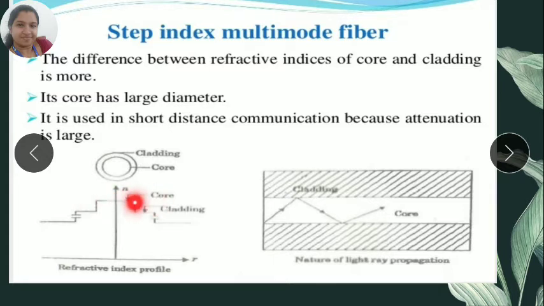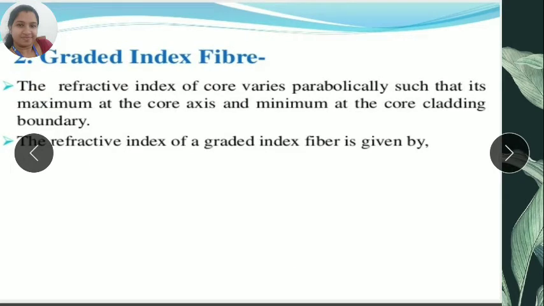This is a straight line, so refractive index of core is uniform. Then this has the maximum value. Then this second line represents the refractive index of cladding, so refractive index of cladding is also constant. Third one represents the refractive index of outer covering, it is also constant. So this is the profile of step index multimode fiber. Then we go to the second classification based on the refractive index profile, that is graded index fiber.